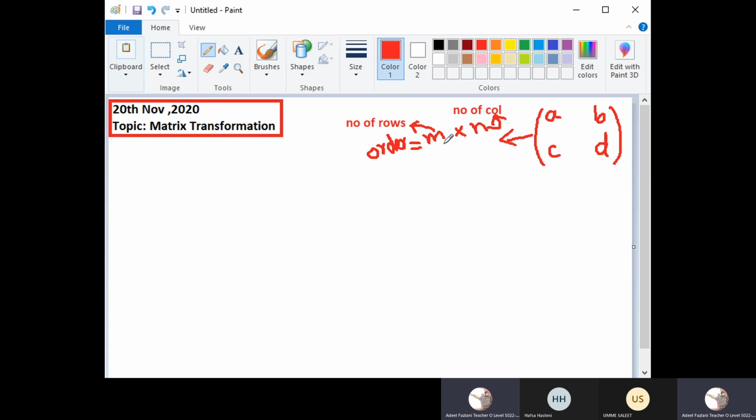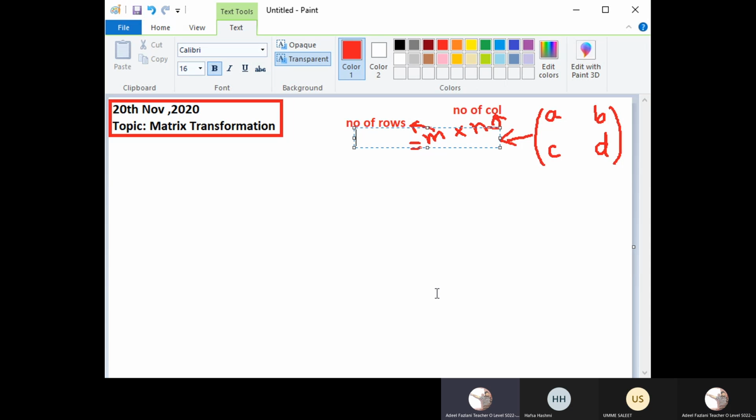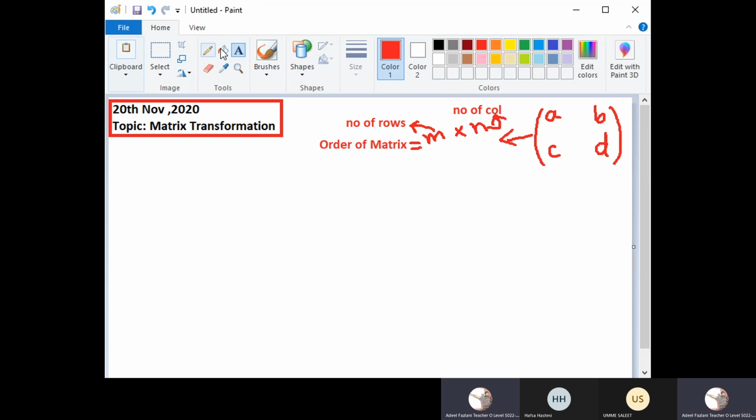We always find the order. The order of a matrix can always be written M by N. Let me write the order of the matrix properly. Your order of matrix is M by N, and you have to write it as the number of rows by the number of columns, right? Till here it is clear. That was the slight introduction to matrices.